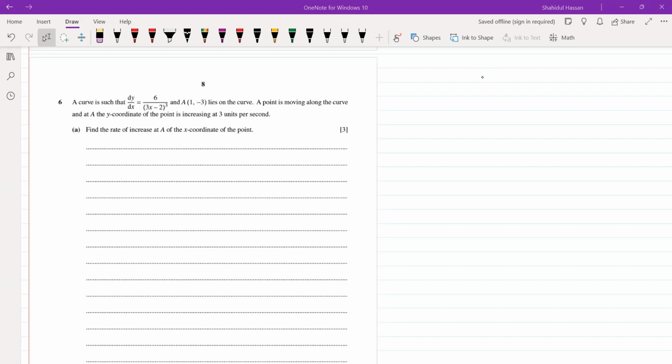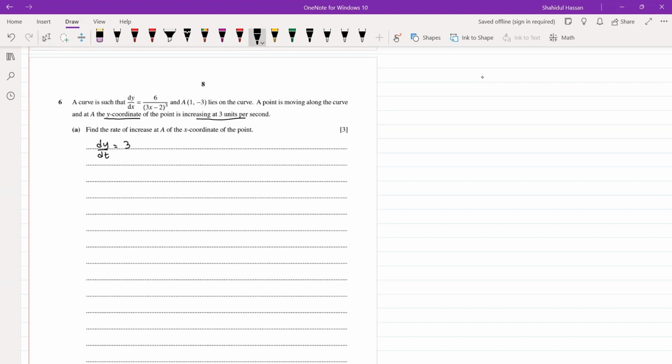So we're going to focus on this part of the question. The question says the y coordinate is increasing at 3 units per second. So the y coordinate is changing with time because it is increasing at 3 units per second. So we're going to write here dy by dt. This should be change in y divided by change in time, and this is equal to 3 units per second. dy by dt is equal to 3.